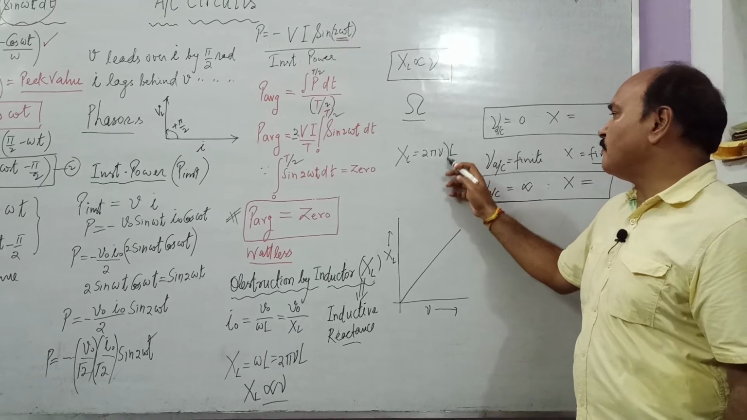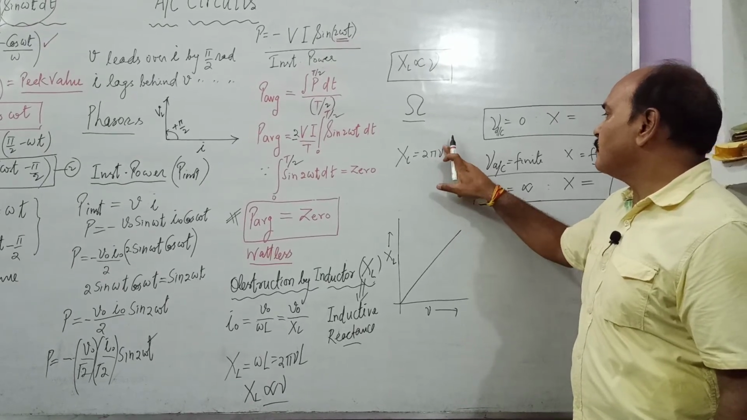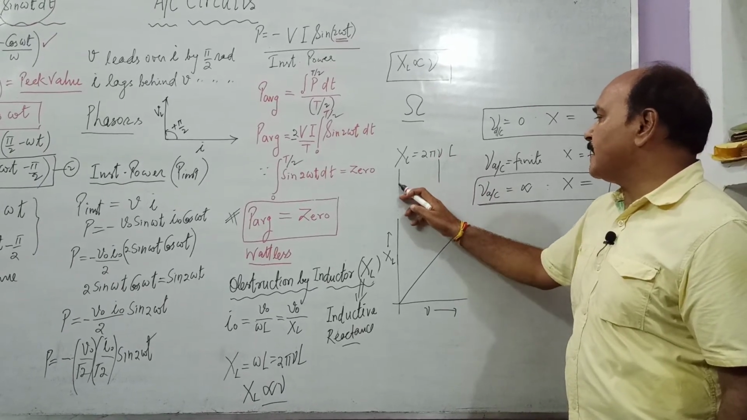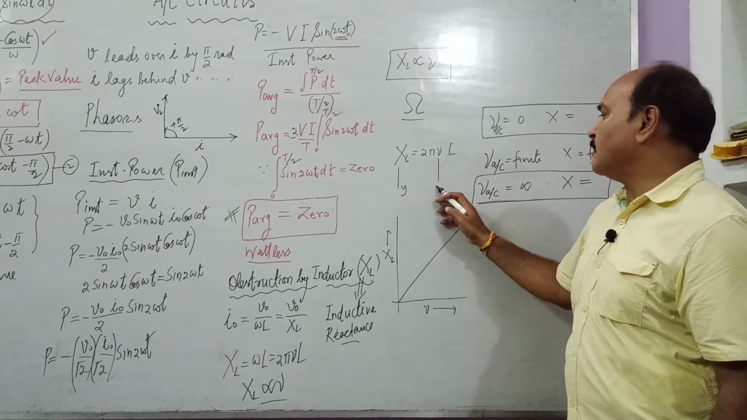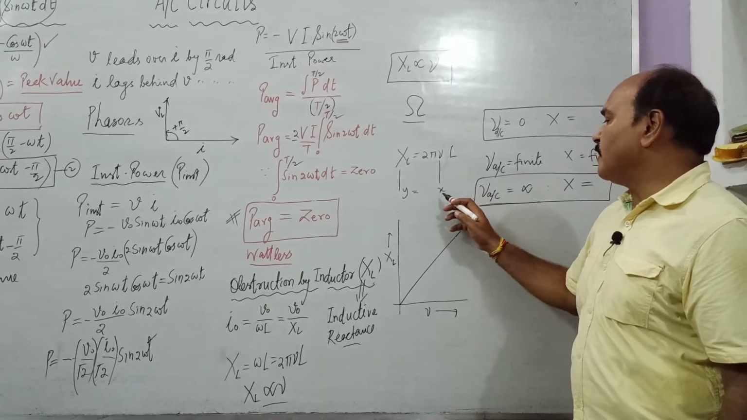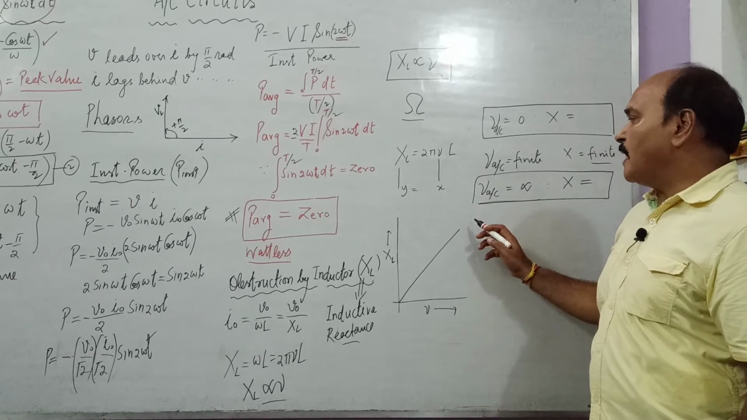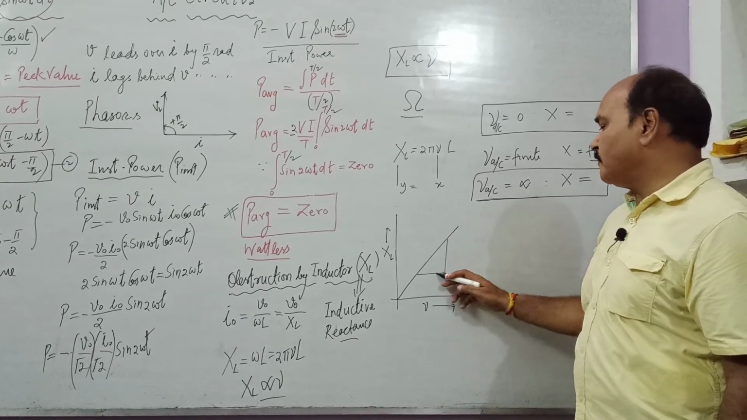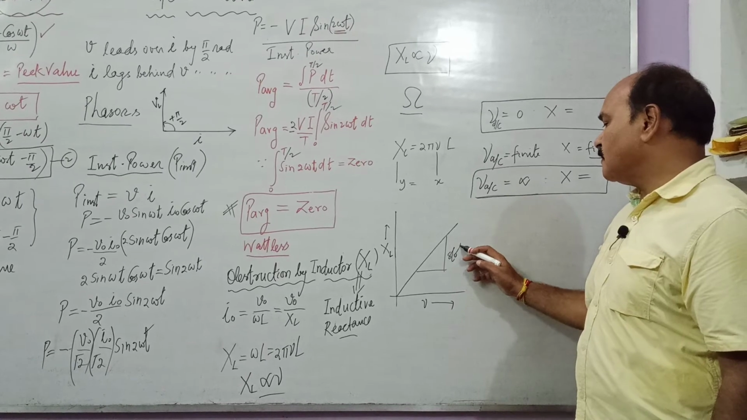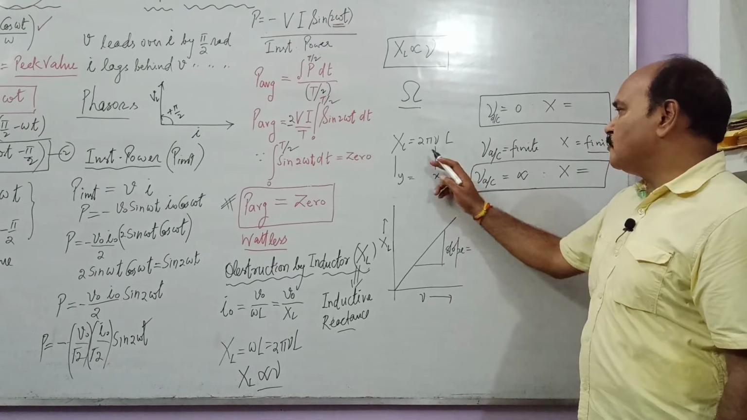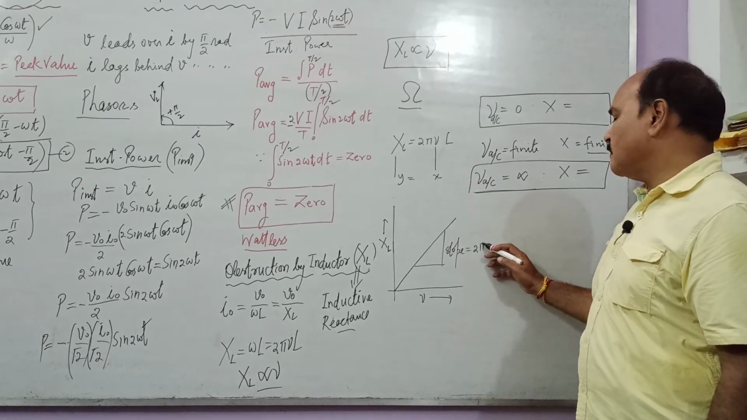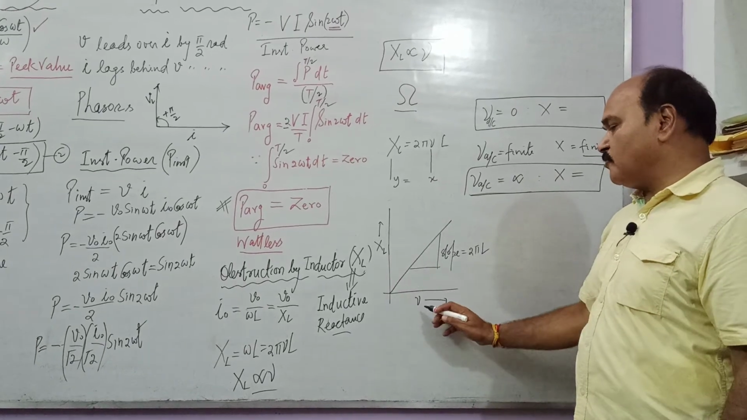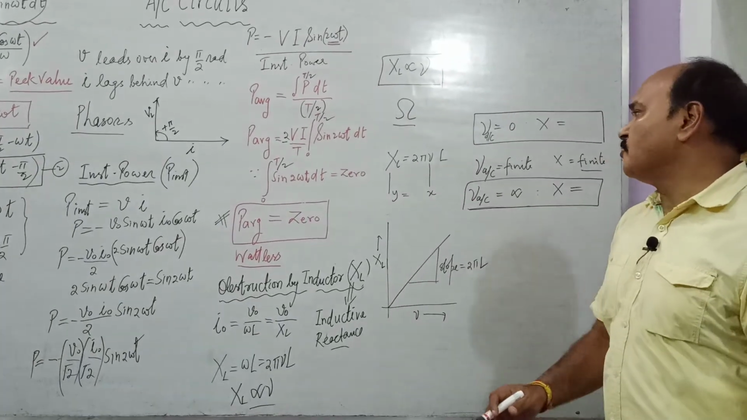So if we plot a graph of frequency against XL, what do we get? We get a straight line graph, and the slope of the straight line is going to be 2 pi L. And if it is XL versus omega graph, then the slope is going to be L.